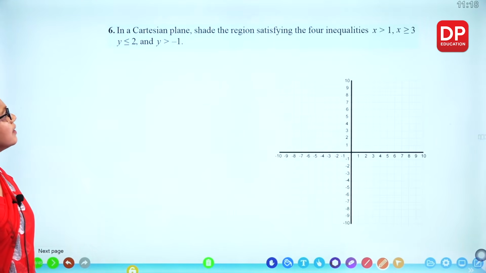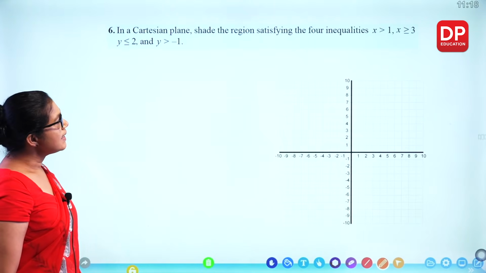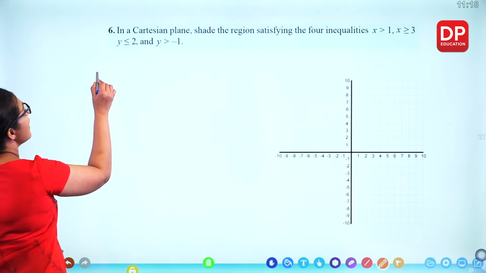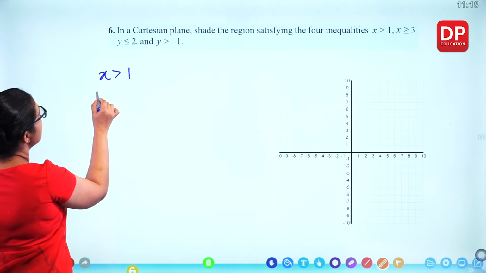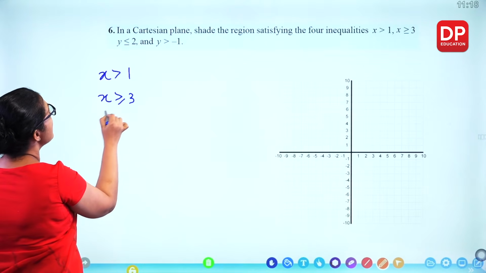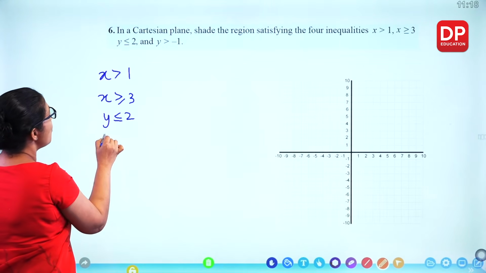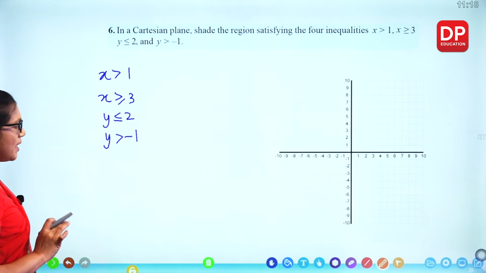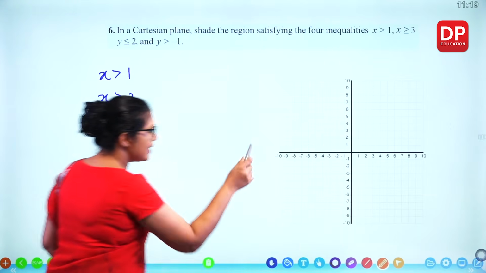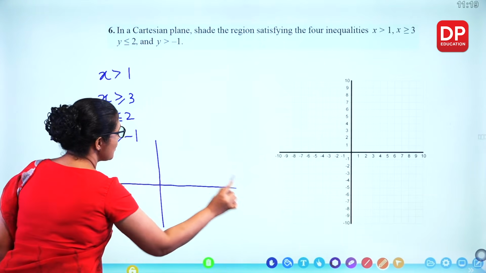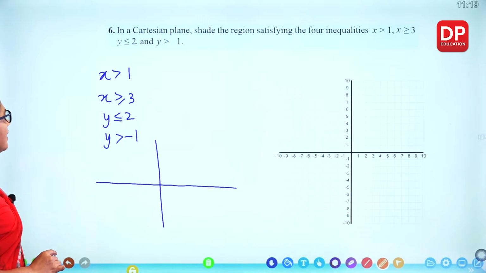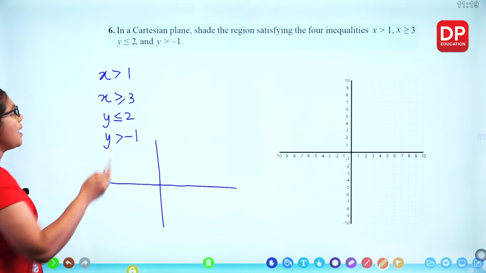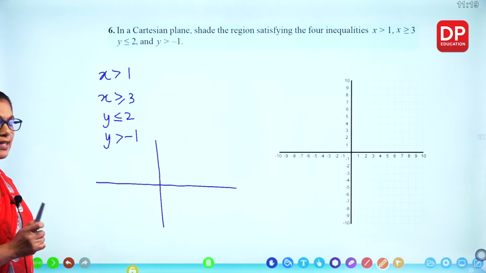Now we'll take the sixth question. It says, in a Cartesian plane, shade the region satisfying the four inequalities: x greater than 1, x greater than or equal to 3, y less than or equal to 2, y greater than or equal to minus 1. First we'll roughly sketch this and see what the common region is. When drawing the Cartesian plane, first we have to draw the lines. First the x equals 1 line, but with a dashed line because 1 is not included.